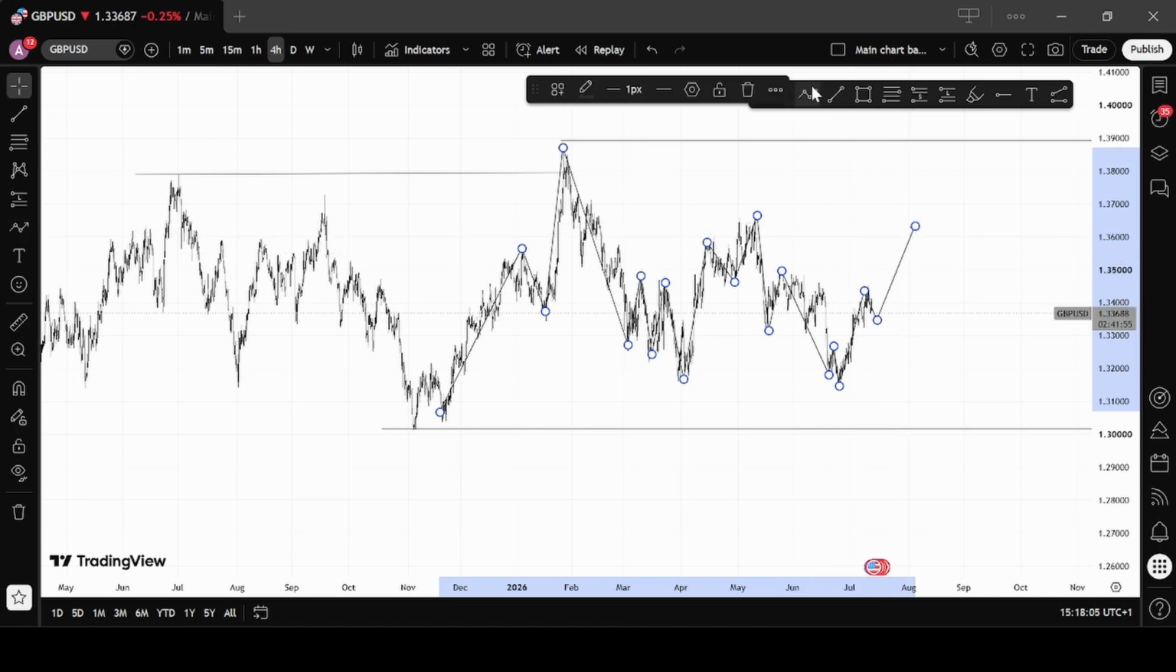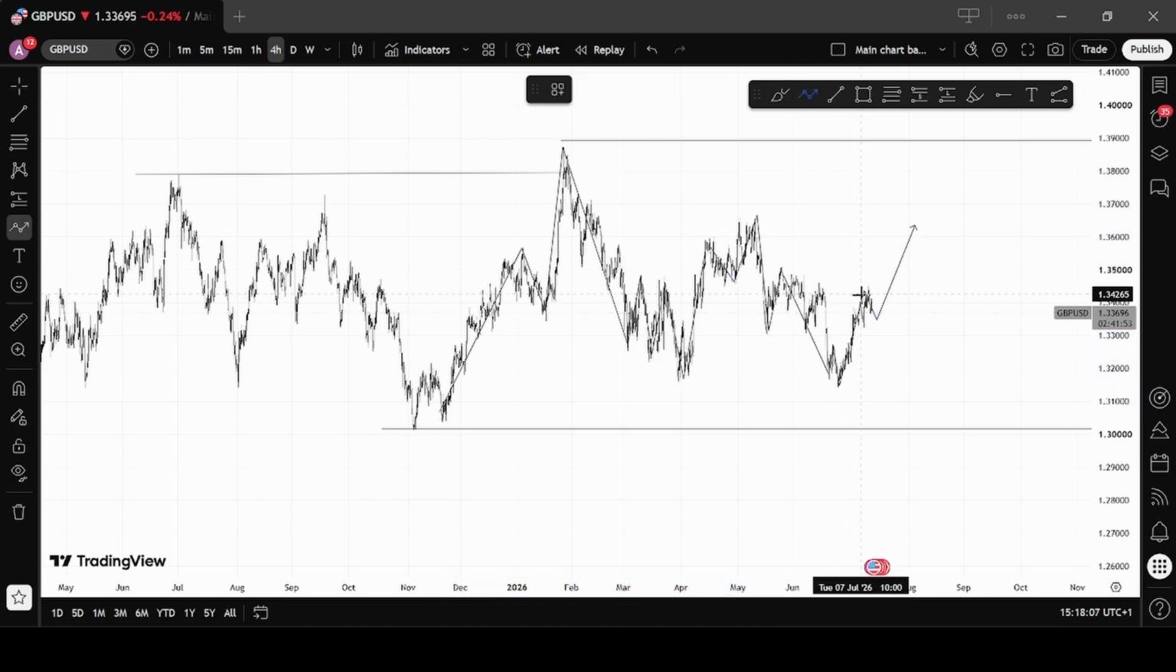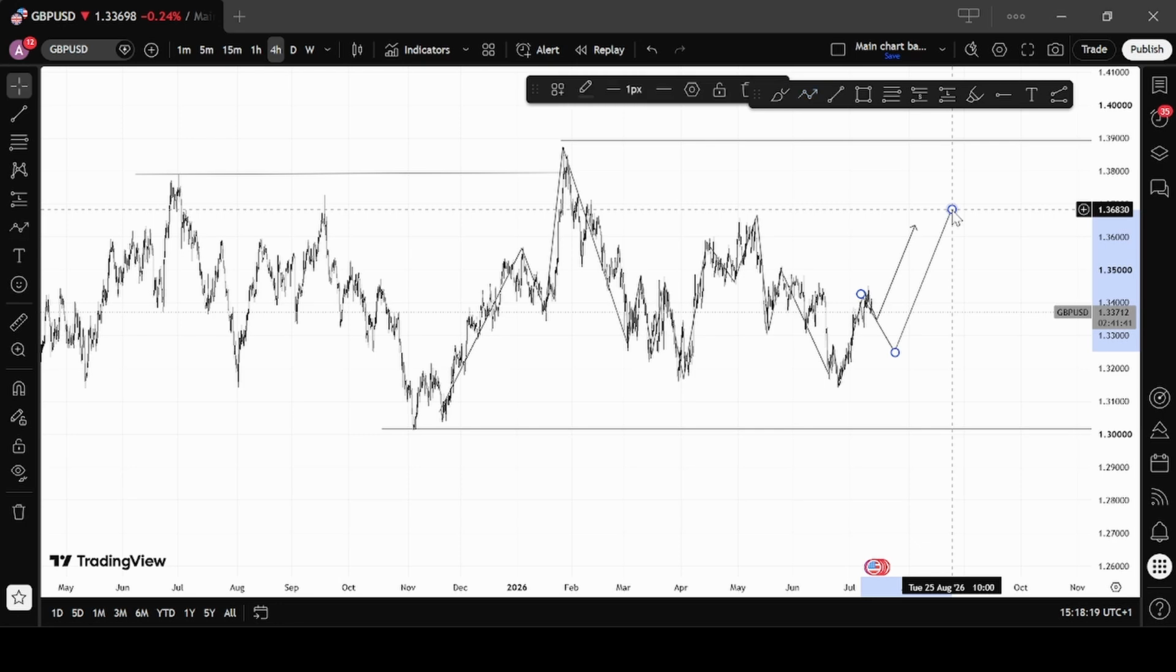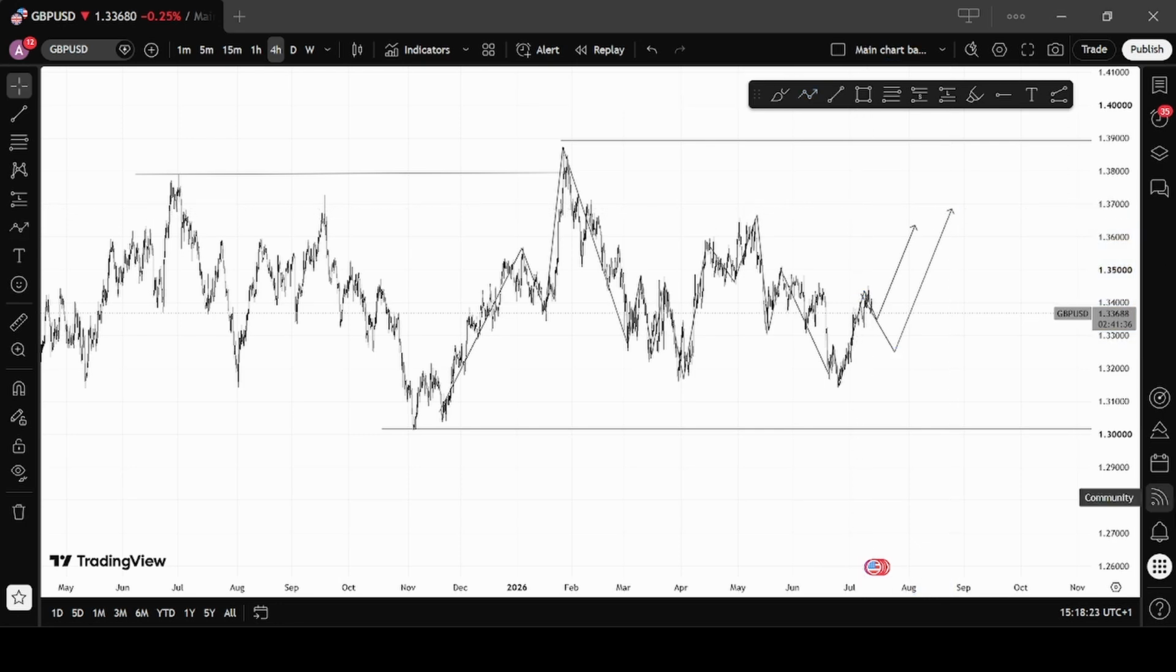let's go down to the 1 hour time frame, which is my lower time frame. I normally use the 1 hour time frame or 15 minute time frame as my lower time frame. So let's go down to the 1 hour time frame to look for our entries, because in the short term we are bullish on GBPUSD in the lower time frame.